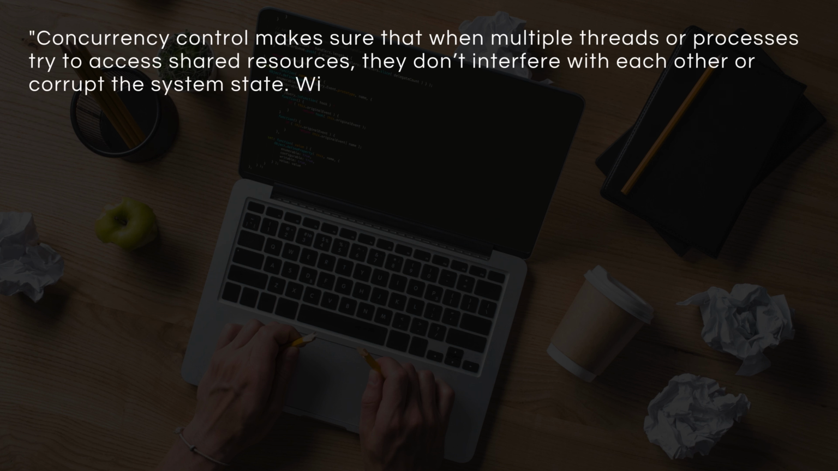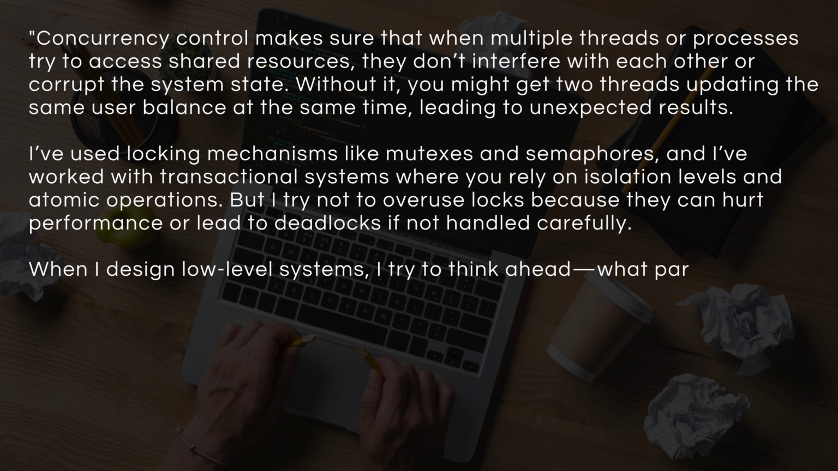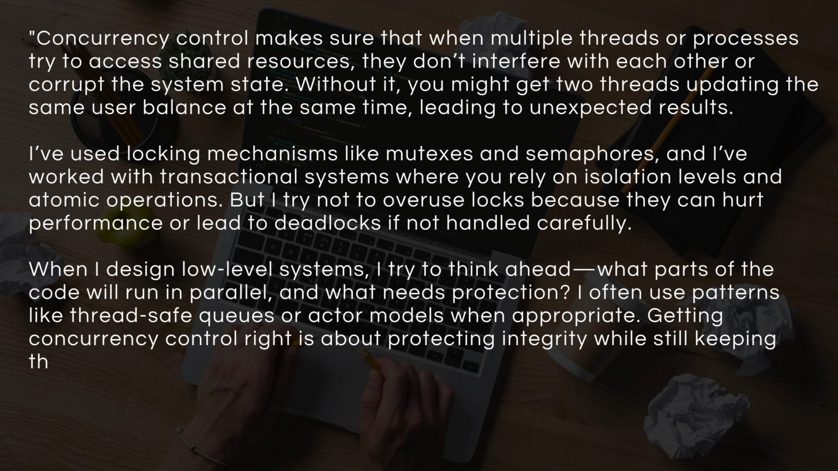Concurrency control makes sure that when multiple threads or processes try to access shared resources, they don't interfere with each other or corrupt the system state. Without it, you might get two threads updating the same user balance at the same time, leading to unexpected results. I've used locking mechanisms like mutexes and semaphores, and I've worked with transactional systems where you rely on isolation levels and atomic operations.